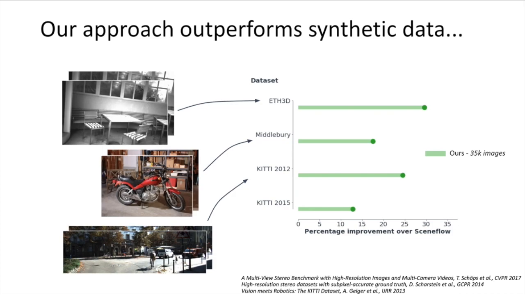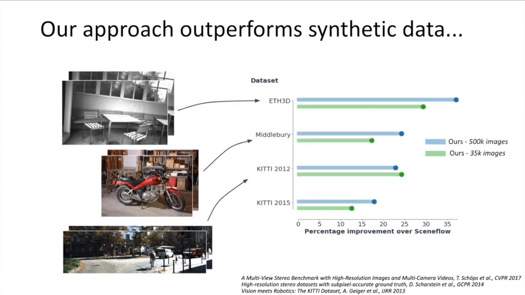In our first experiment, we show that stereo networks trained with our approach outperform those trained with synthetic data across a range of benchmarks. Here, the green bars indicate percentage improvement over scene flow of our approach trained with a subset of images from our MFS dataset. As we add more images from MFS during training, we observe that our networks keep getting better.